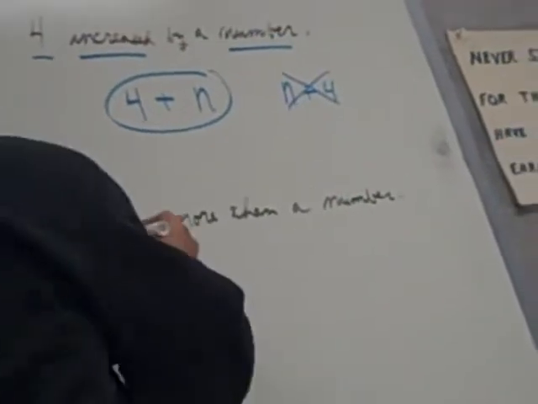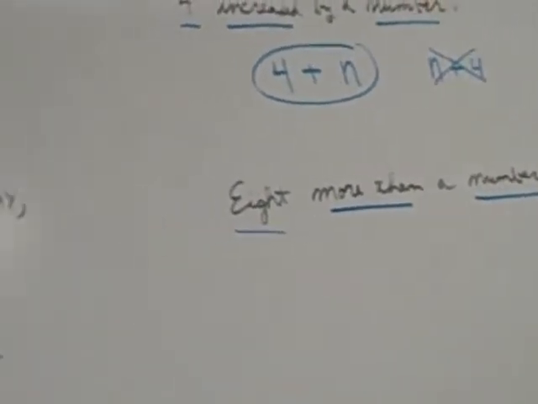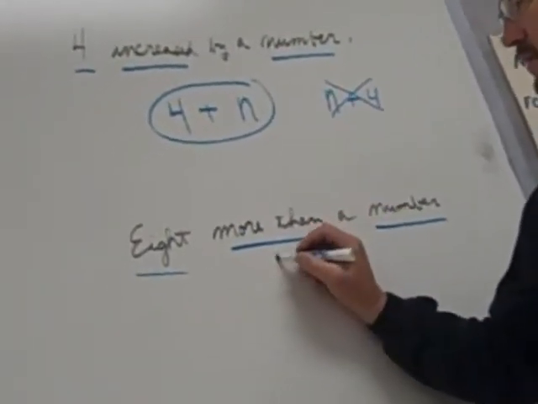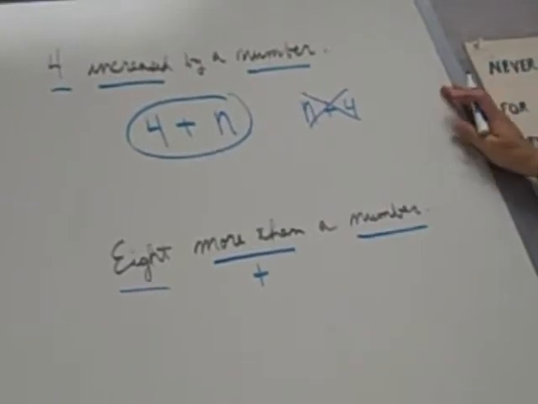Okay. What are the key words? More than. 8, more than, and number. Now think about this one first. Does it say how much more? No. So this is implying what kind of math? Adding. Because it doesn't say how much more.